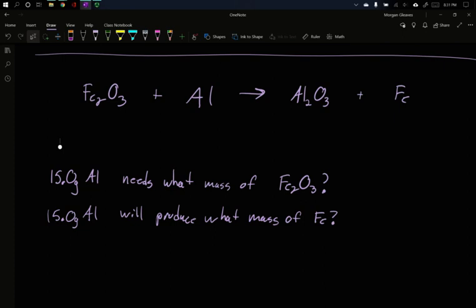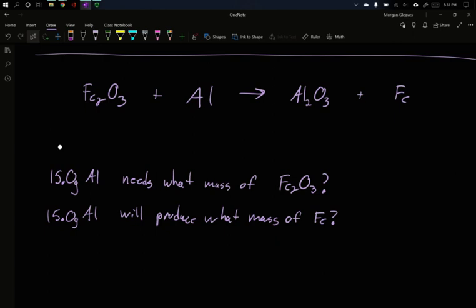In this video, we're going to do another stoichiometry practice. So in this case, here is a reaction. Rust plus aluminum goes to aluminum oxide and iron. We have two questions we want to determine from this.